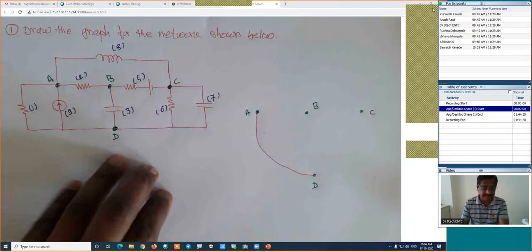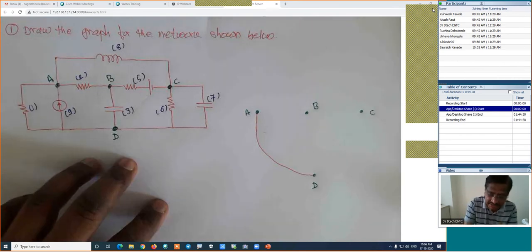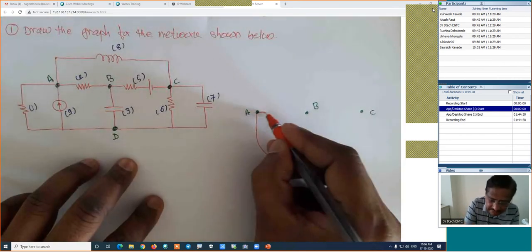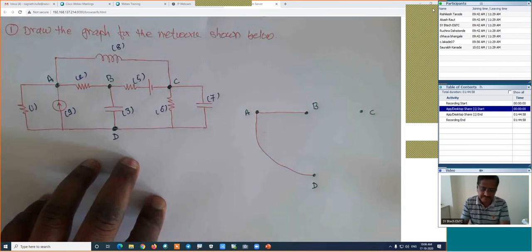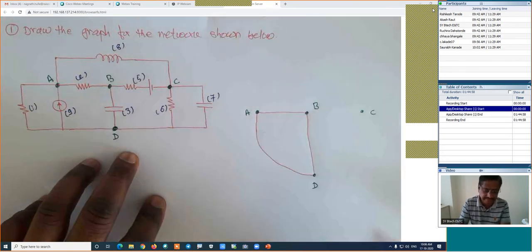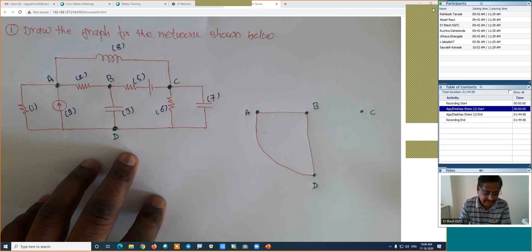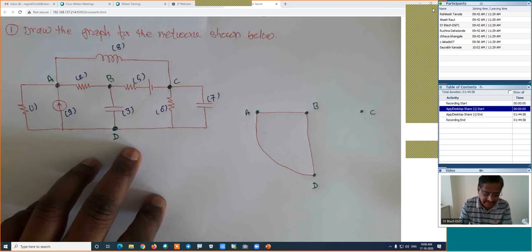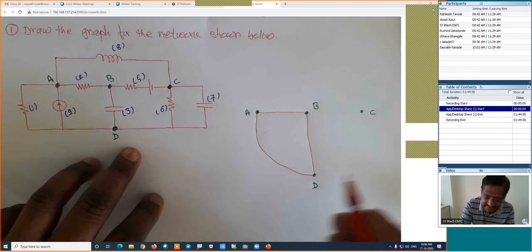This is one path. I will draw the branch number 2 between the nodes A and B. This is branch number 2. I will draw the branch number 3. This is the branch number 3. Is it right? Then I guess I have not drawn the branch number 4. I have not given the name for the branch number 4. Okay, fine. Whatever the names I have given, I will proceed with that.